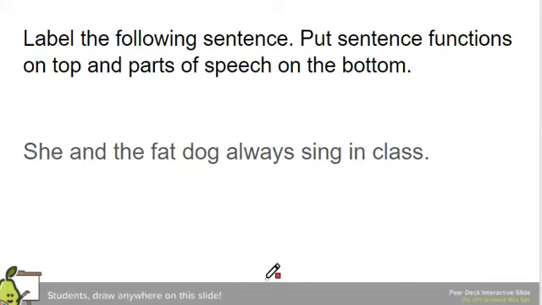She and the fat dog always sing in class. Okay, first thing we want to do is find a verb. So if it doesn't jump out to you, try changing the tense of the sentence. Today, she and the fat dog always sing in class. Yesterday, she and the fat dog always sang in class.